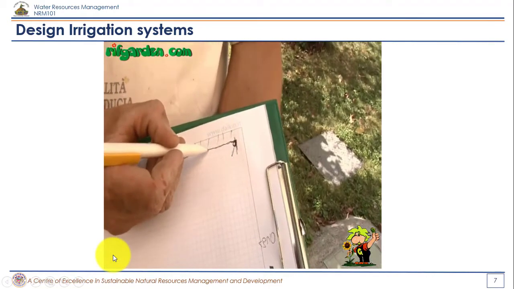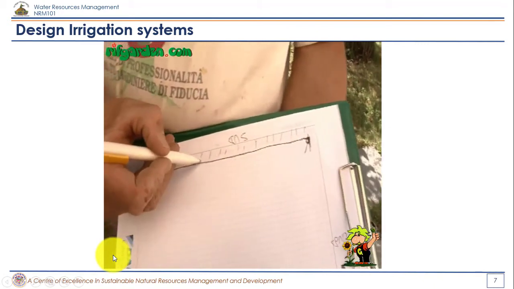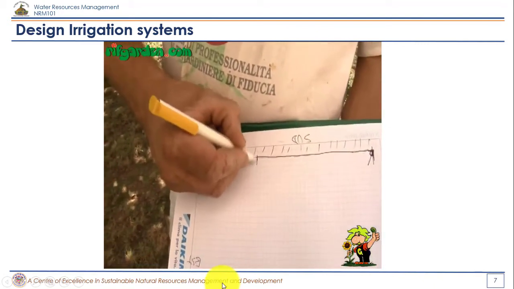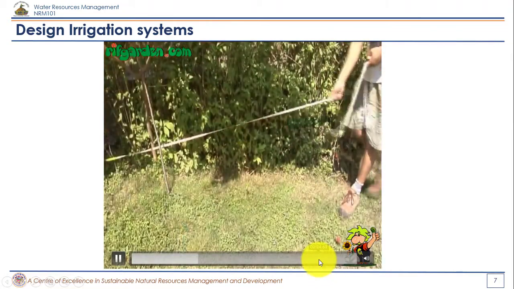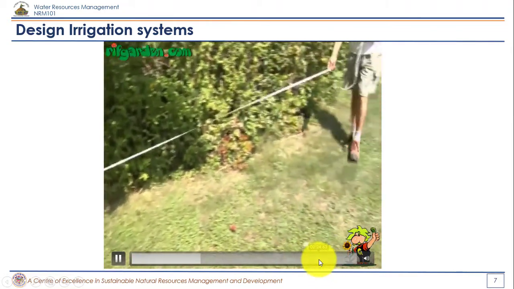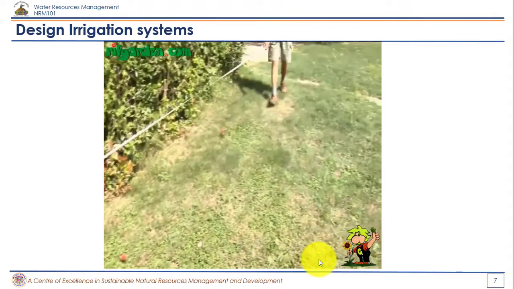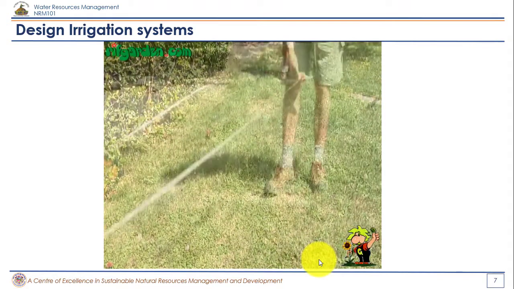Then mark the tubing with the path that the water will have to take to reach the majority of the garden, trying to avoid concrete paths or other barriers of this kind, which, if they have to be on the path of the pipeline of the irrigation system, will have to be crossed appropriately.